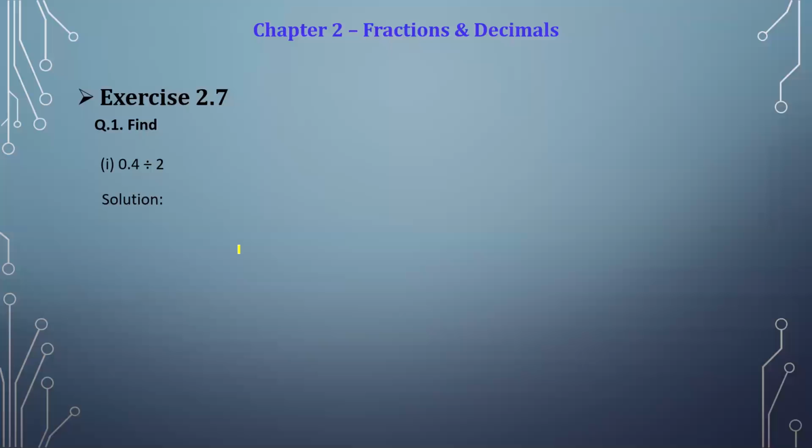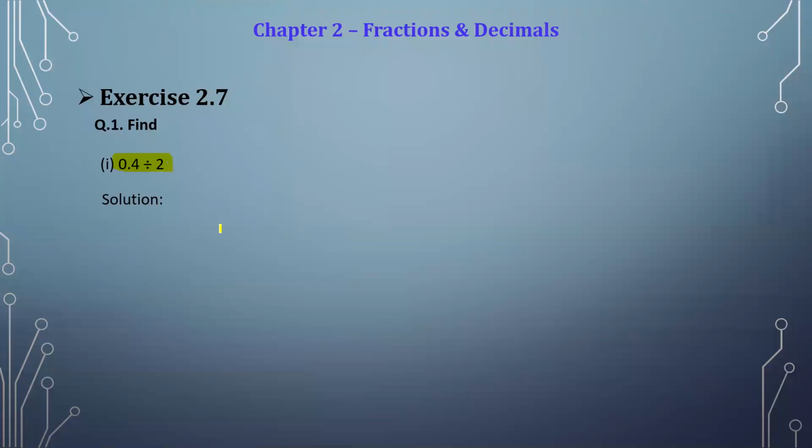Some steps we are going to take from the previous exercise and some steps are going to be new. Now here the first example is like this: 0.4 divided by 2. Here the first number is a decimal number and the second, that is the divisor, is a whole number.